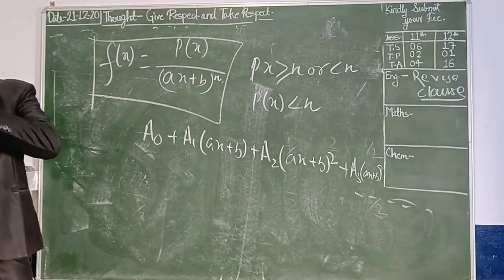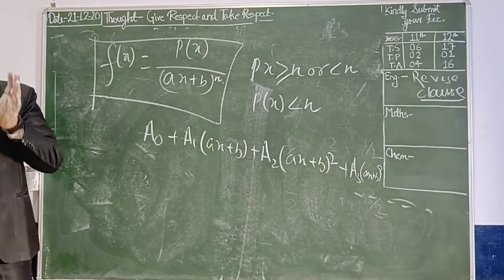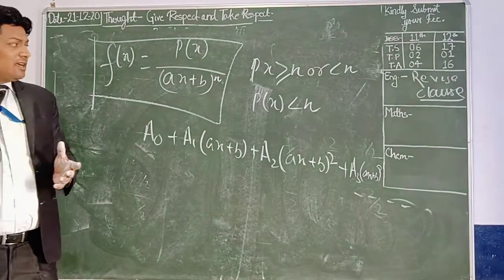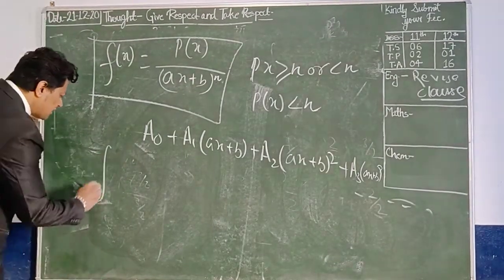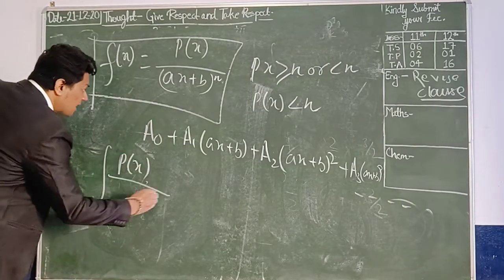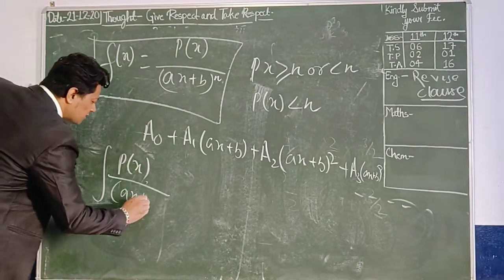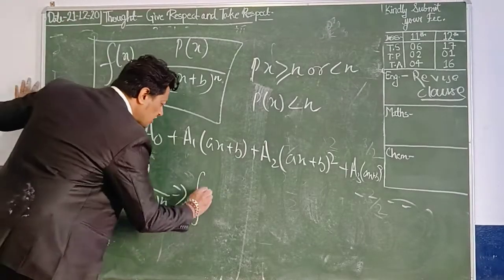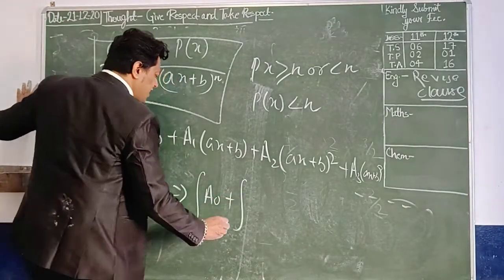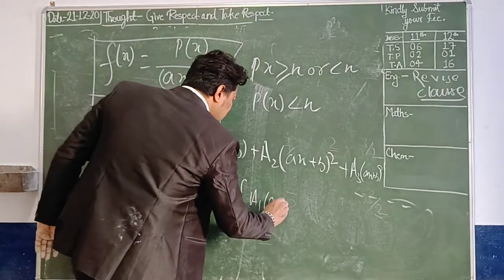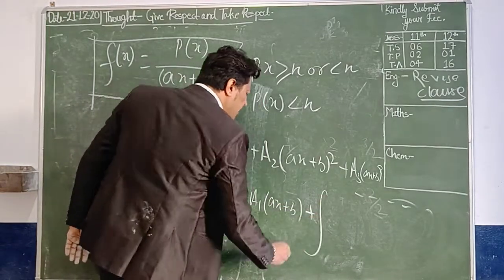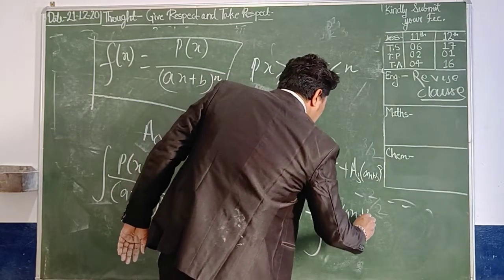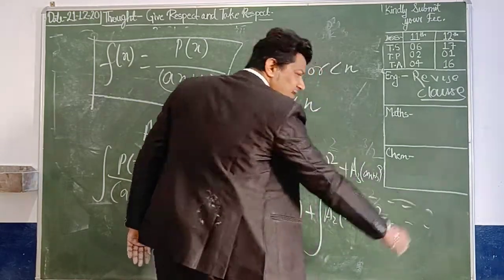Is it clear? And then you need to write the integral of p(x) upon (ax plus b) power n dx. Now you integrate p(x) upon (ax plus b) power n, which will be written as integration of a0 plus integration of a1 (ax plus b) plus integration of a2 (ax plus b) power 2, like this. Is it clear?